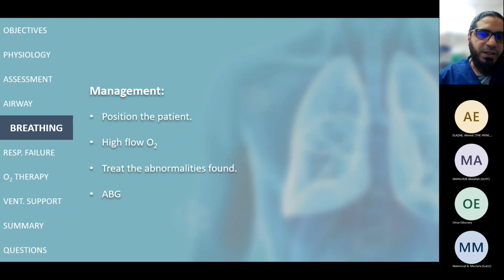And as I said earlier, put the patient on high flow oxygen, treat the abnormalities that you have discovered in your examination, and you can take a blood gas to identify which type of breathing problem you are dealing with.